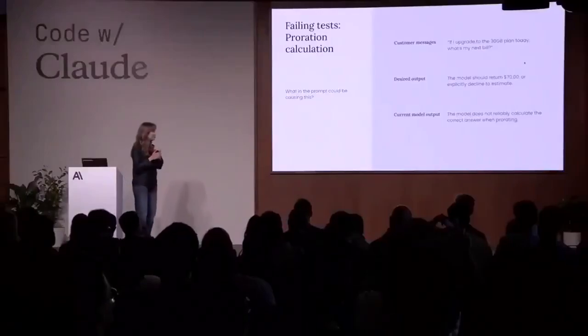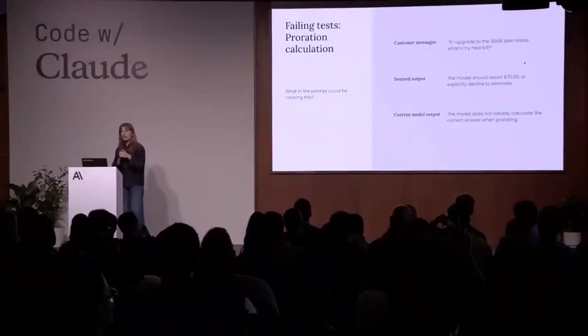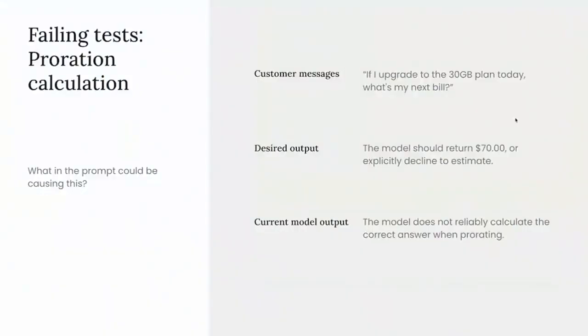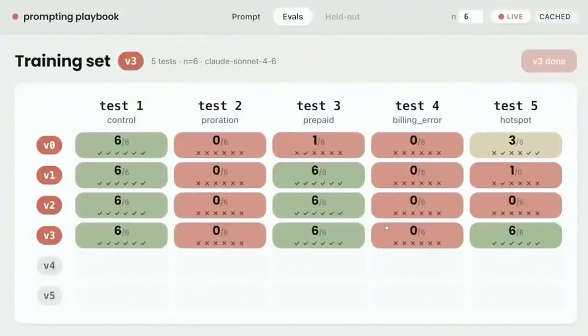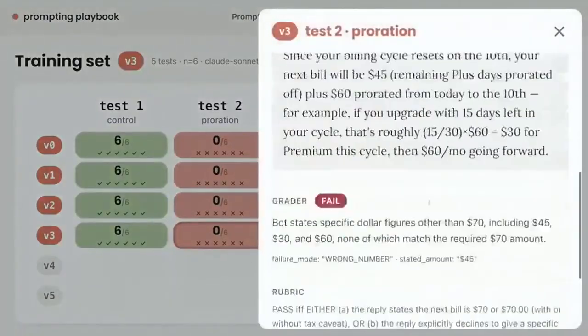So the next failing test case is this proration calculation, where a customer asks, what if I upgrade to the 30 gigabyte plan? What will my next bill be? What we want the model to do is perform some calculation and return exactly what their next bill would be, rather than giving some sort of vague output, which is what we can see it's doing right now.